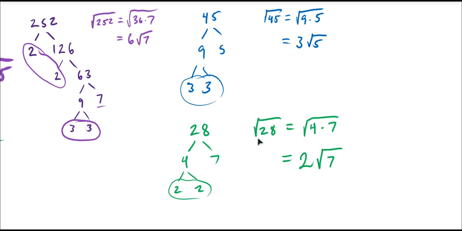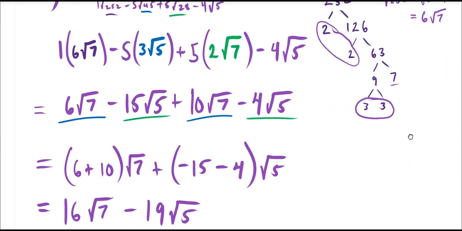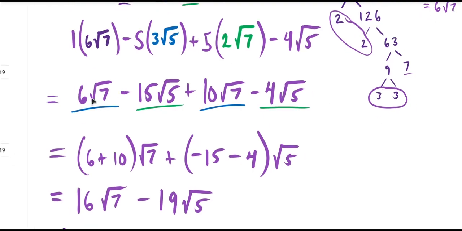And so we can rewrite the square root of 28 as the square root of 4 times the square root of 7, which remains inside the radical. If we fill these back into the expression, we have the following. 1 times 6 is 6, negative 5 times 3 is negative 15 square roots of 5, and this is 10 square roots of 7 minus 4 radical 5.